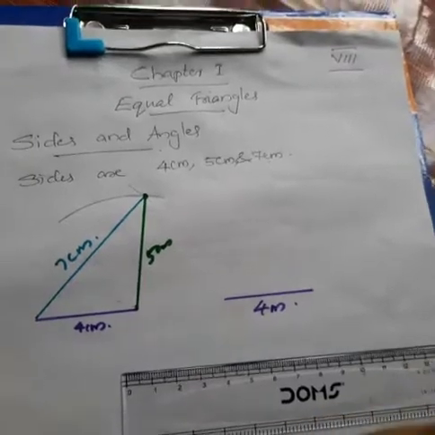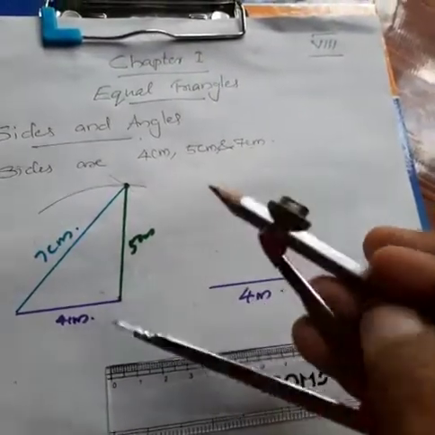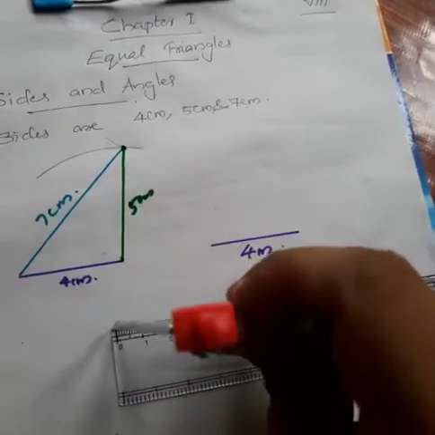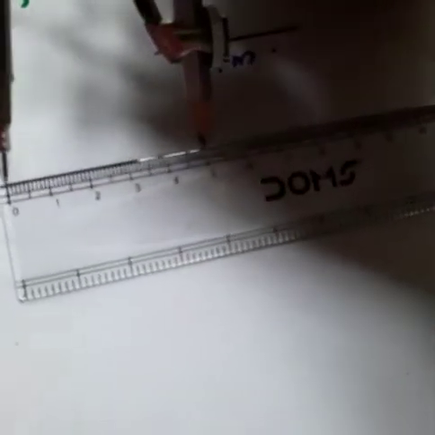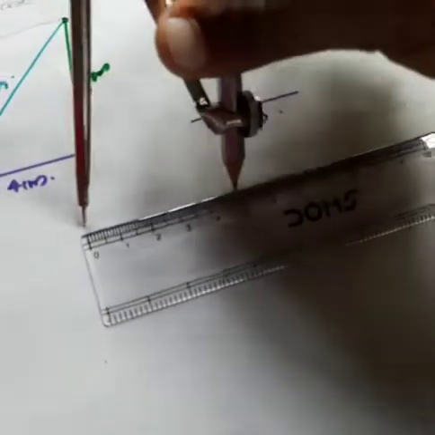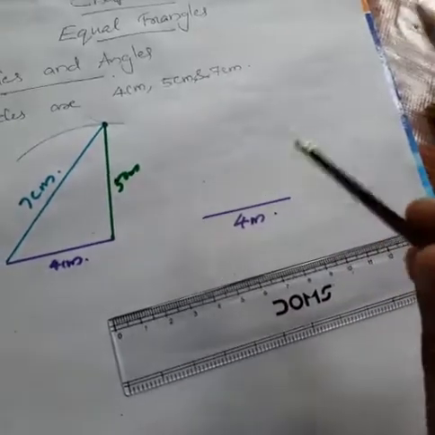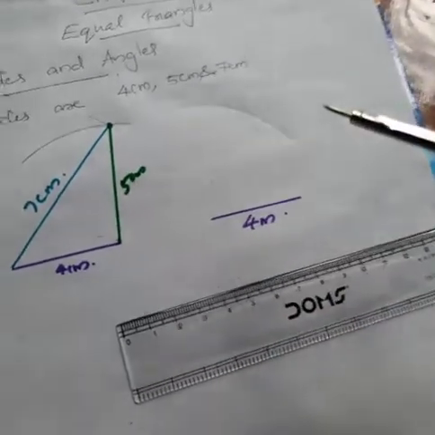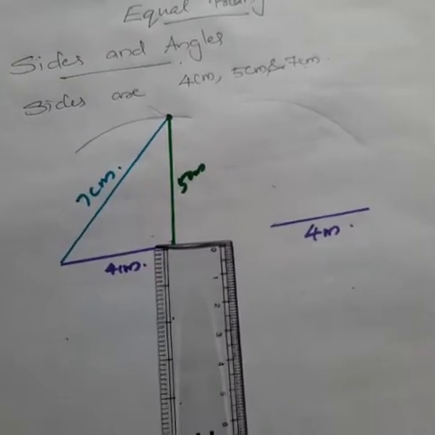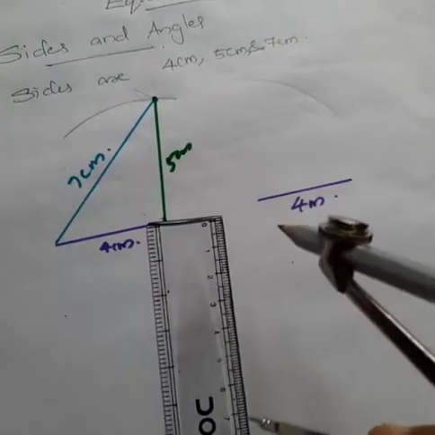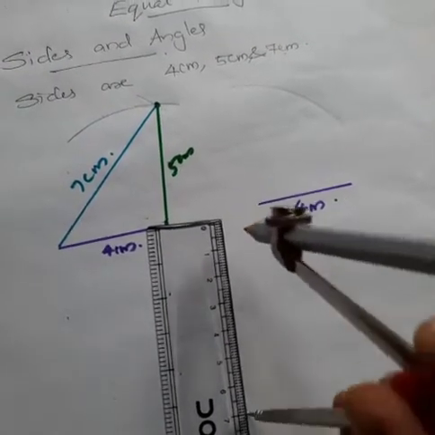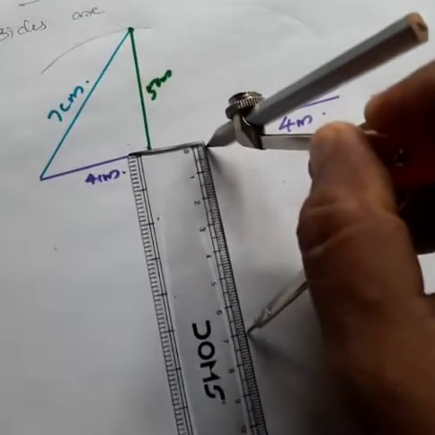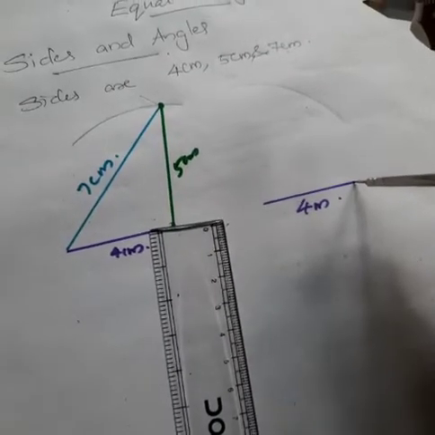And next, 5 cm you should measure using the compass. So take 5 cm from the compass like this. 5 cm in your compass. Then you should draw from this side. Draw an arc. Next we have to draw 7 cm. For that take 7 cm, not 5, it is 7. So take 7 cm in your compass and draw from this side.